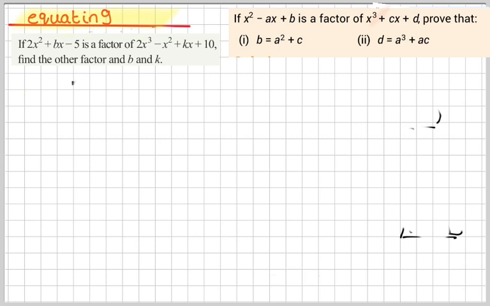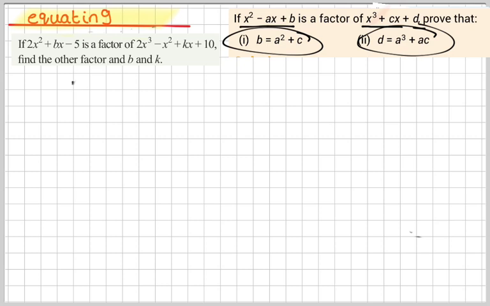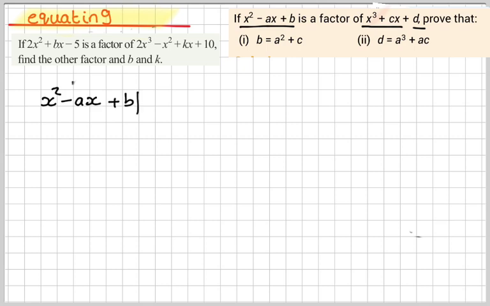So if we look at that one, it says that this large quadratic expression is a factor of this expression here. And then they want to find something to do with b and d afterwards. So we'll approach it in the same way. If it's a factor, it divides in. So x squared minus ax plus b can divide fully into that large expression. So it's x cubed. Now I've noticed there's no x squared component, so I'm going to put in a 0x squared plus cx plus d.